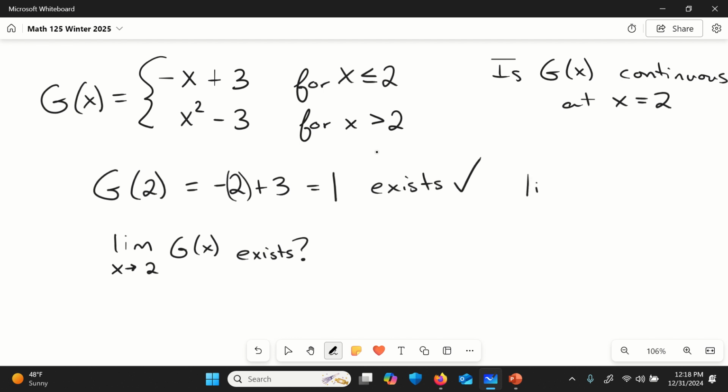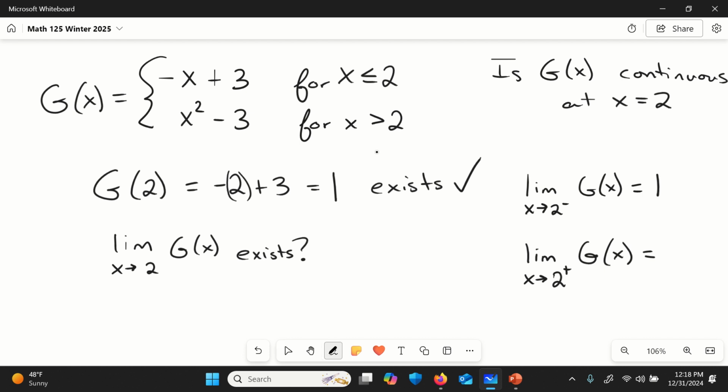So I'll take a look at finding the limit from the left. So the limit as x goes to 2 from the left of g of x, that means I'm plugging in numbers smaller than 2. When x is a value smaller than 2, we use the top rule. So we'll have -2 plus 3, which is 1. Now, if the limit exists, we should get the same value, 1, when we approach from the right. So we're going to find the limit as x approaches 2 from the right of this function.